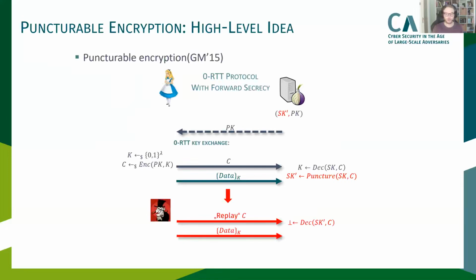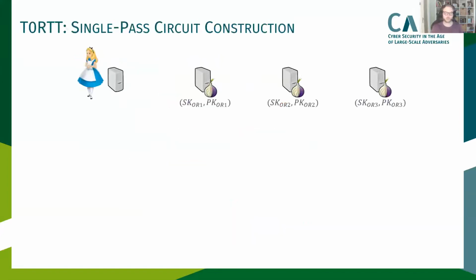Additionally, we get replay protection. An attacker that replays an old ciphertext is not successful because an onion router is not able anymore to decrypt the ciphertext. And we can use these results in Tor to build a single pass circuit construction protocol. And we call this protocol T0RTT, which is a combination of Tor plus zero round trip time. In T0RTT, each onion router has a secret and a public key pair of a puncturable encryption scheme. And the onion routers can compute these keys by themselves.